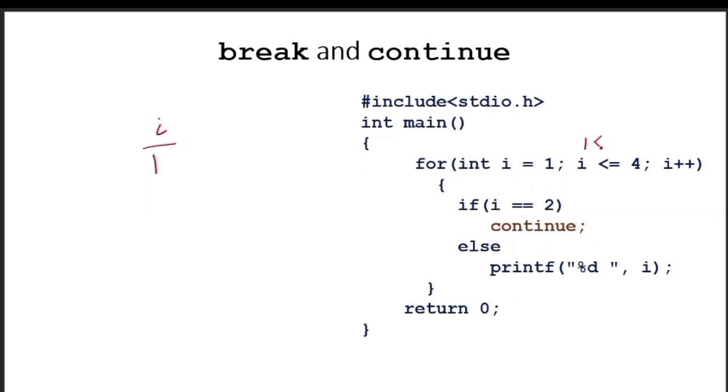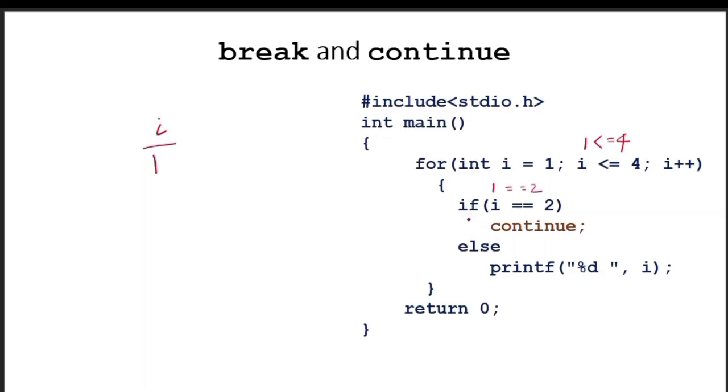So is 1 less than or equal to 4? Condition check. Condition is true. We enter the body of the for loop. In the for loop body we have if i is equal to 2. So i is your 1. 1 is equal to 2? Condition is false. We are not going to enter the if body.